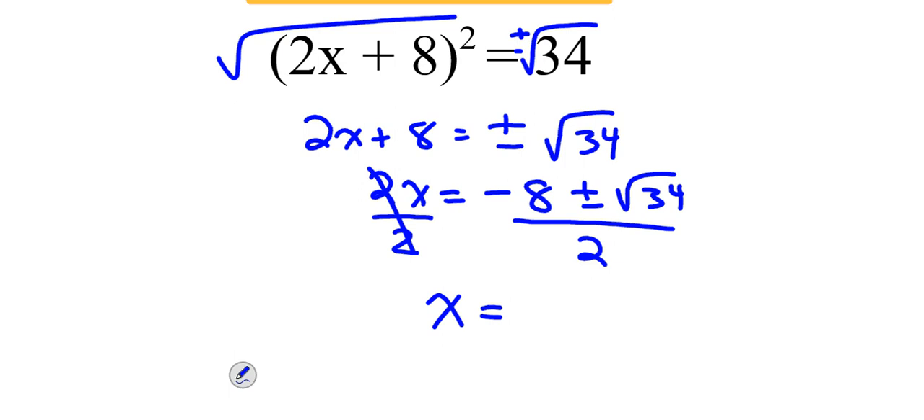And they'll write negative 4 plus or minus root 34. That's not true, right? You could write it as negative 4 plus or minus root 34 over 2, but most people would just leave it in this form, negative 8 plus or minus root 34 divided by 2. Now, sometimes you ask yourself, wait a minute, why couldn't I do that?